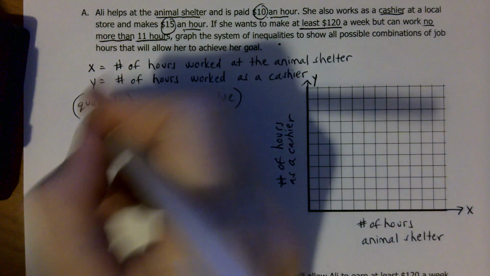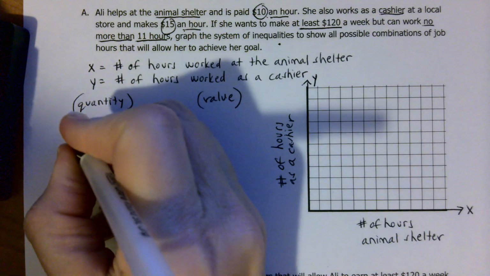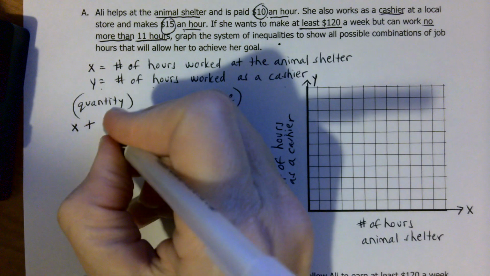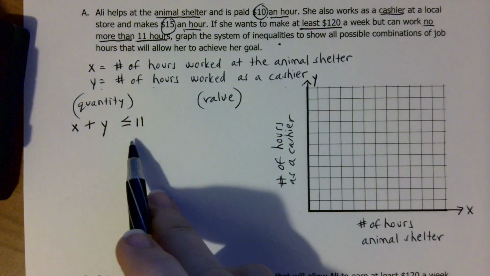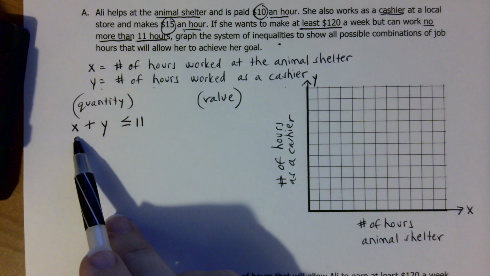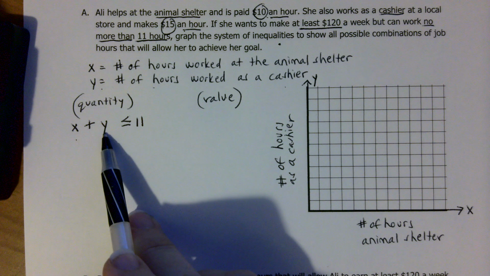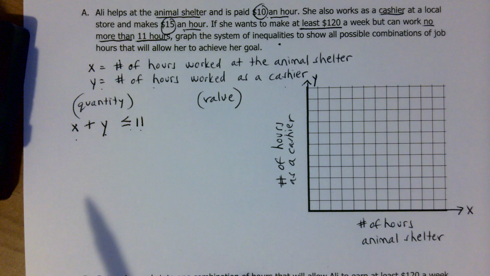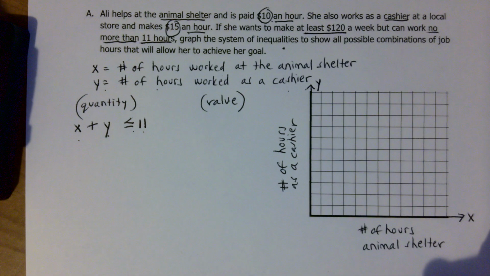And the hours she works at the animal shelter is x, and we're going to combine that with the number of hours she works as a cashier, y. So that's our first inequality. The number of hours worked at the animal shelter plus the number of hours worked as a cashier can't be more than 11.